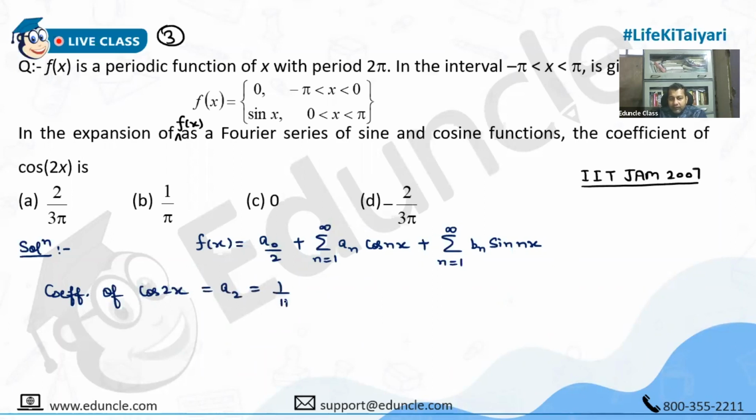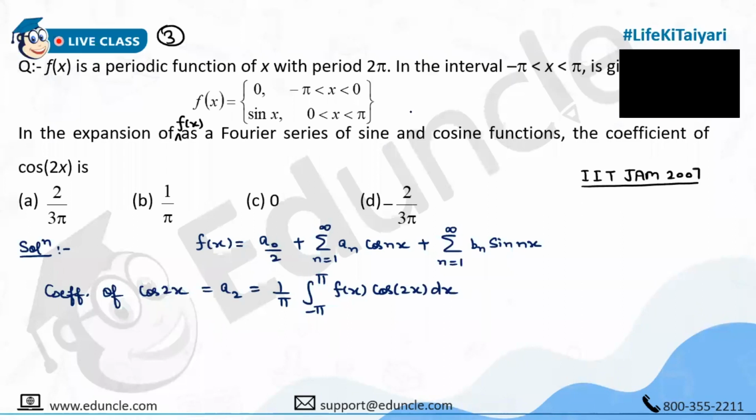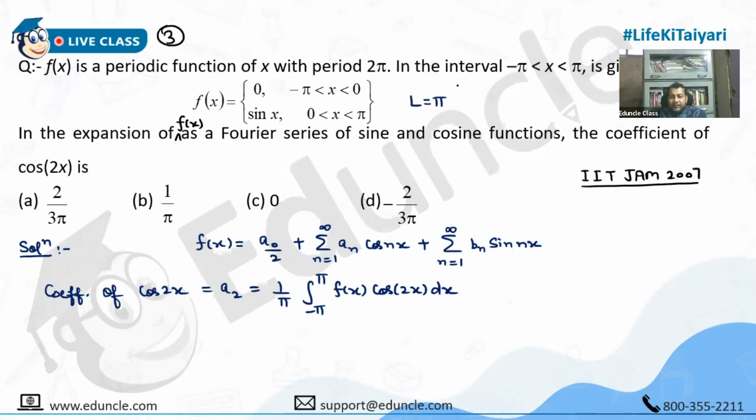And obviously it will be given by 1 by pi, integral from minus pi to pi of fx cos 2x. This is the general formula, isn't it? Yes, sir. L is pi here, because usually we say it is minus L to L, or the interval is 2L. So here it is 2 pi, so L is pi. So 1 by pi, from minus pi to 0, value of the function is 0, so it will be 0, and we are left with 0 to pi only, which is sin x cos 2x.